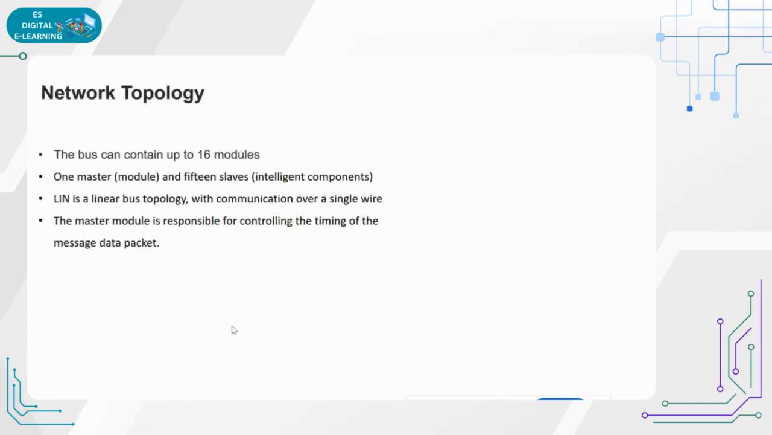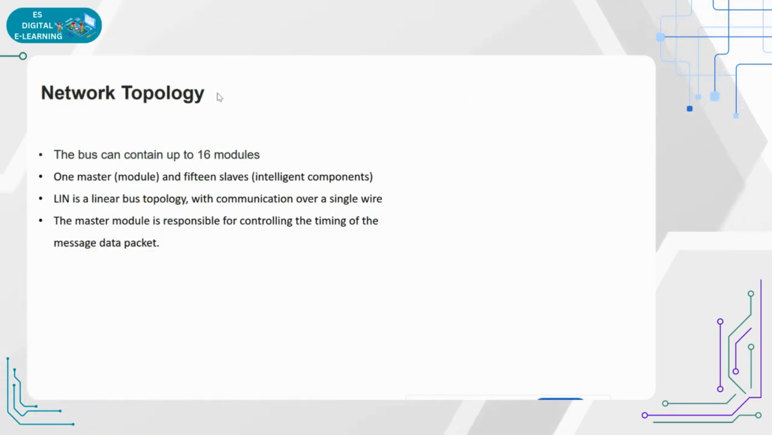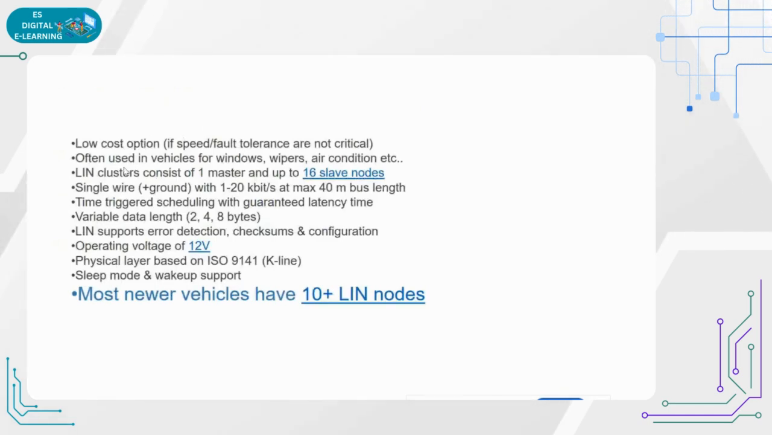So, to summarize this LIN protocol: we are able to connect 16 slaves with one master. Okay, so the master is the main head of the unit, and the slaves are the ones able to receive the information. It is a linear bus topology. We have a single wire for communication, and whatever data we are transferring will be transferred in the form of message data packets. So this is about understanding the network topology of LIN, and some of the properties we discussed.